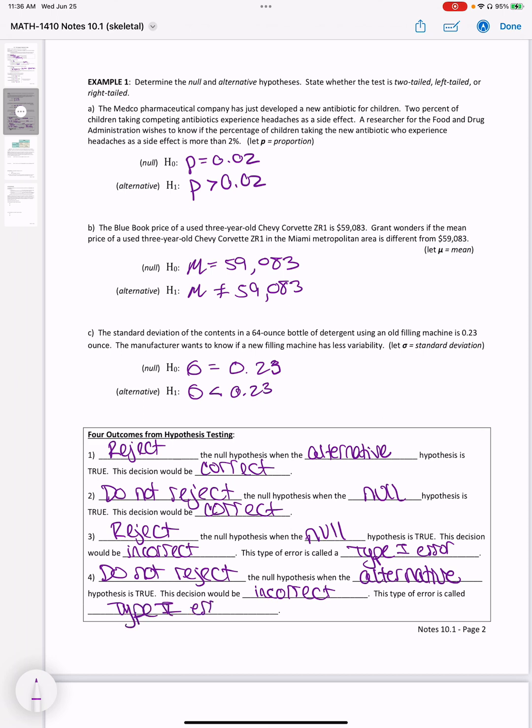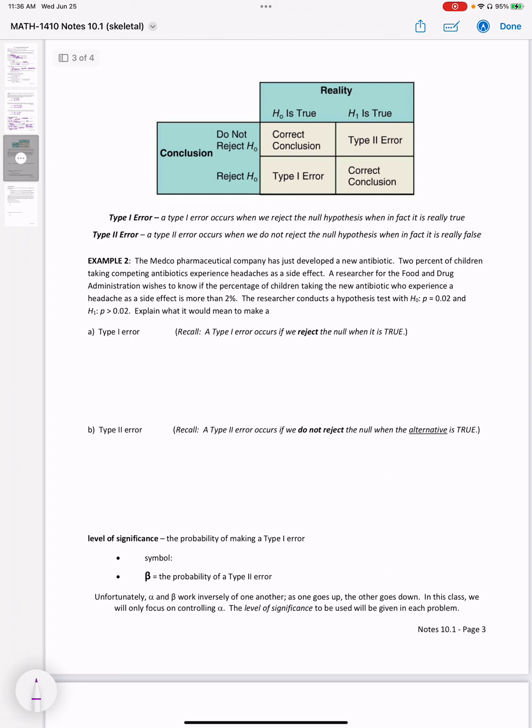We're going to have likelihoods of getting a type 1 or type 2 error, and they're related. They're complements of each other. Okay, so here's a chart of that. It's a good thing to have handy when you're doing the homework.